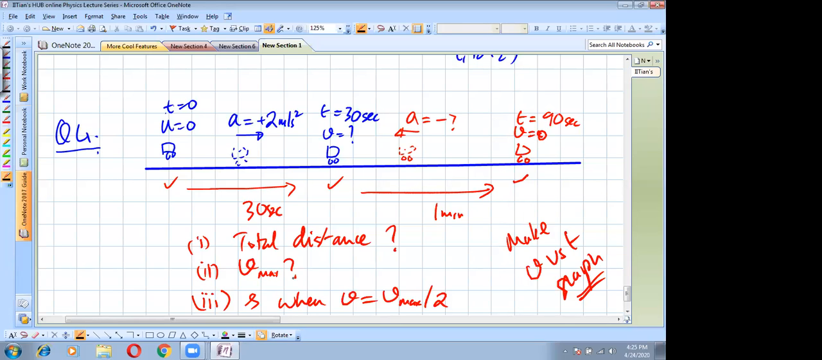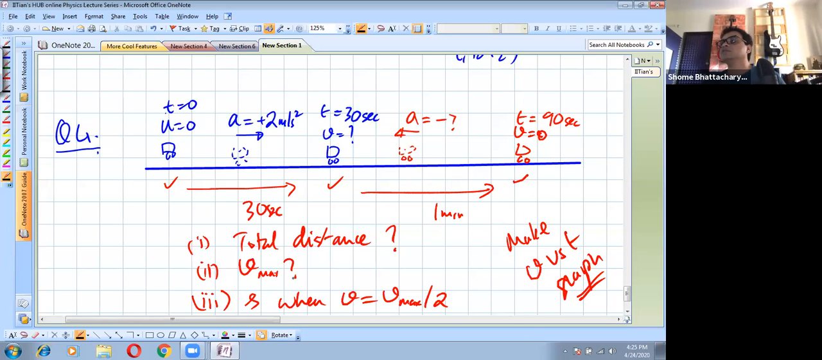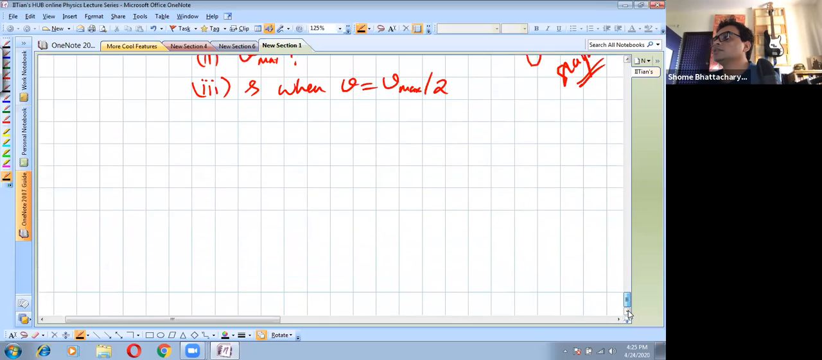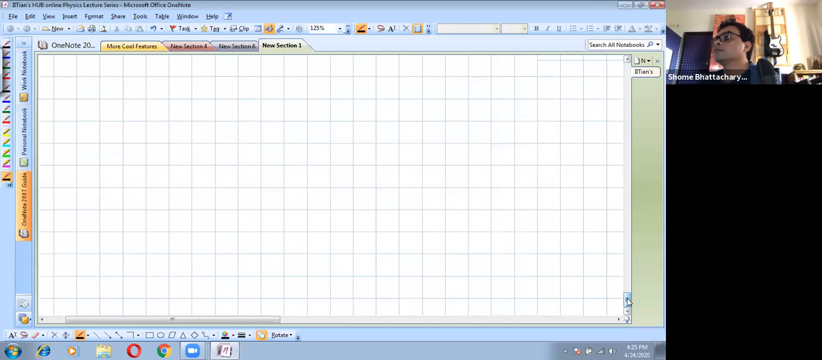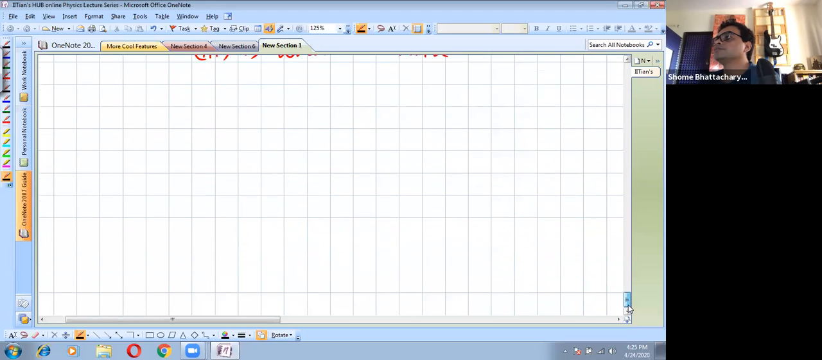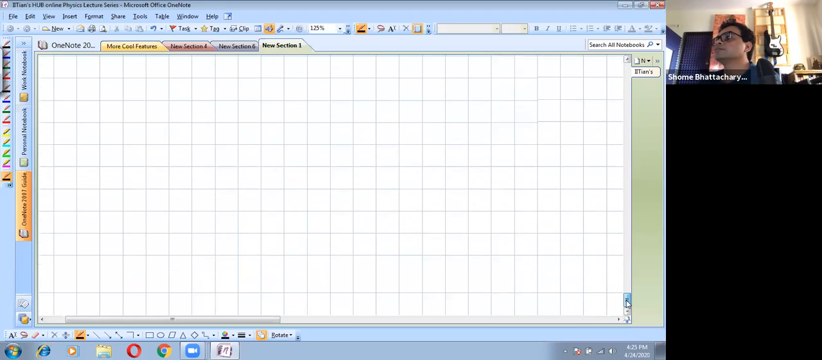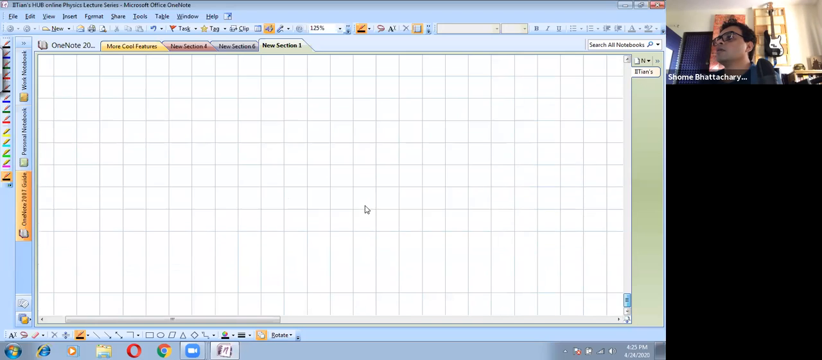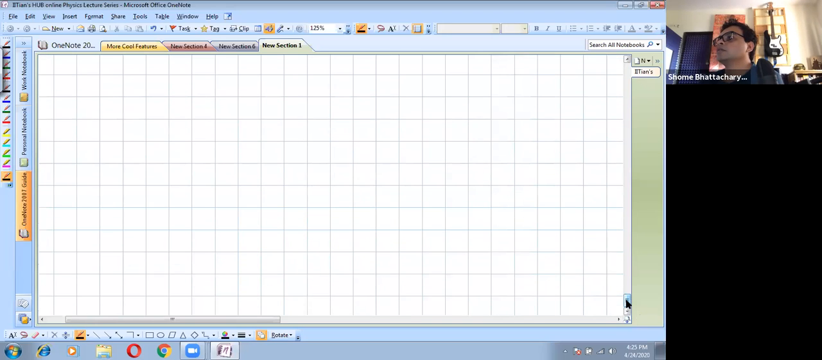Yeah, Ajinath, I think your answer is just correct. If you can verify it with the answer key, which is given also. So anyway, let's try and draw a velocity time graph and see what information we get from that.